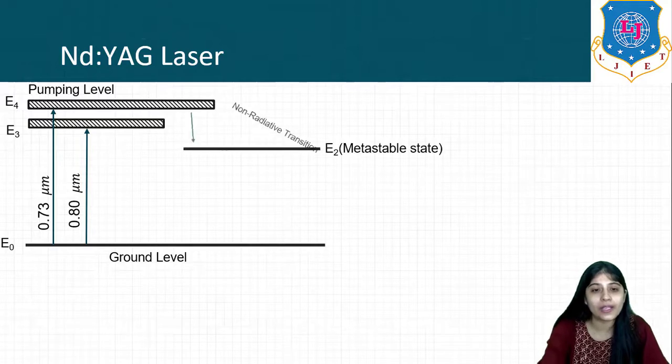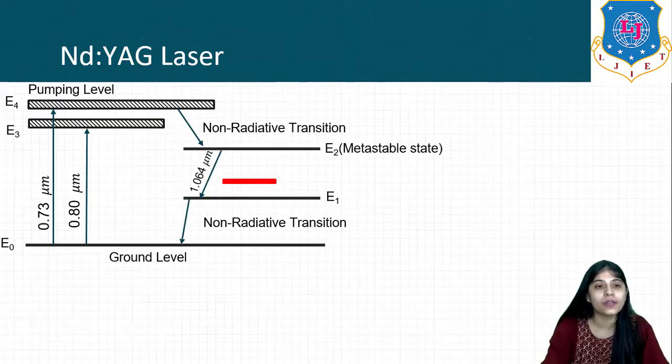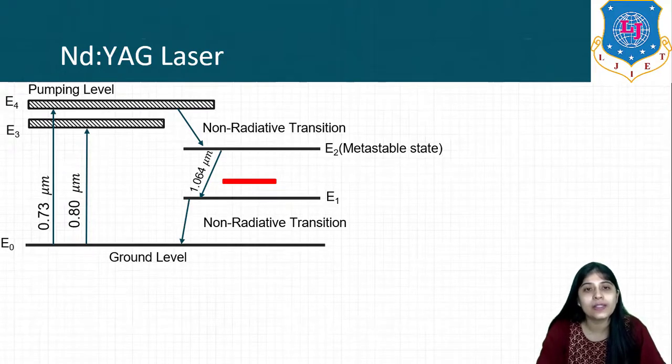So here, as you can see, different energy levels are given, right? E0 is the ground state, E3 and E4 are the excited states, while E1 and E2 are the metastable states. As soon as the flash lamp is switched on, the entire radiation is focused on the rod in such a way that the active centers, Nd+3 ions, get excited and go to the excited level state.